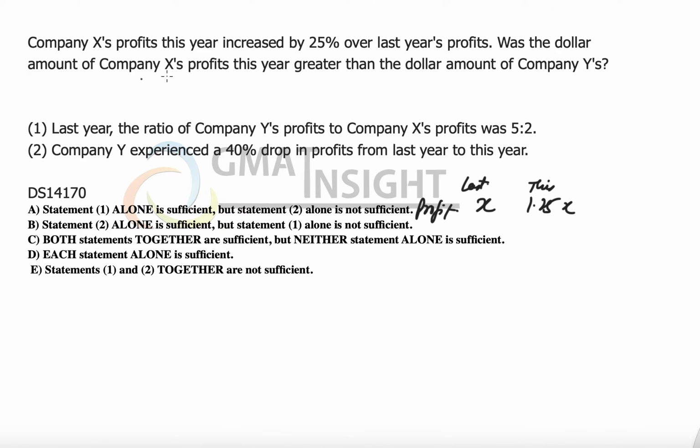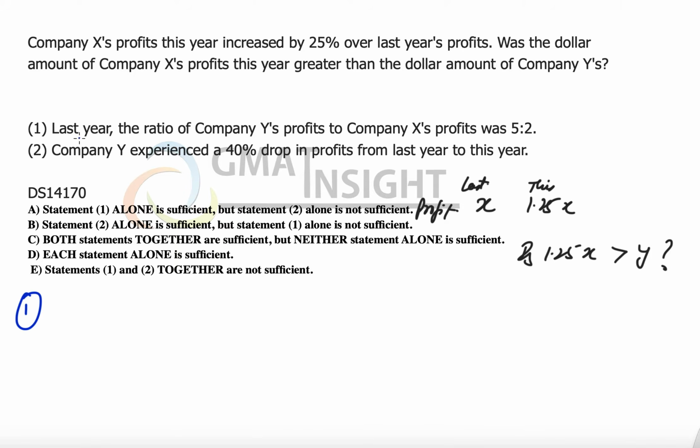Now, was the dollar amount of company X's profit this year greater than the dollar amount of company Y's? So the question is, is 1.25X greater than Y? So far we have no information about Y and no information about the value of X either. But if we could get the value of Y in terms of X, I think we should be able to answer the question. Now let's see the statements.